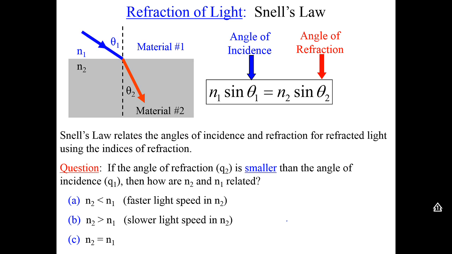This means that we are going from a low to high index of refraction. The angle of incidence decreases. If we went the other way, say the red line was our incident ray, then the right-hand side would hit the high-speed material first, so the angle of incidence would increase.